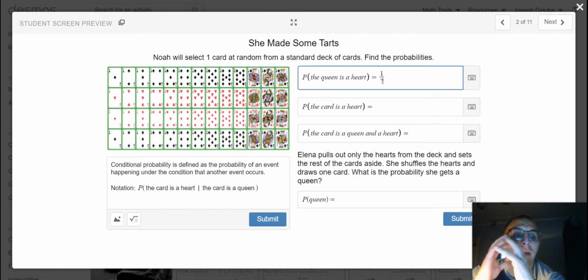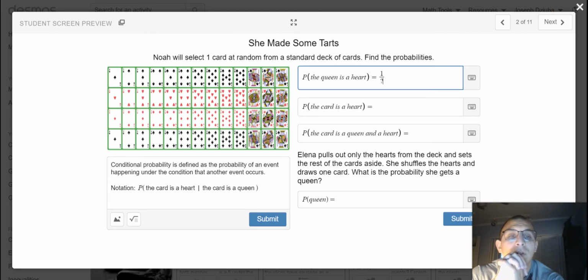I would probably think bigger here, because our next scenario is the probability of the card being a heart. And then in the third scenario, the probability the card is a queen and a heart, right? So start with a bigger lens and then slowly whittle it down to a much finer perspective.